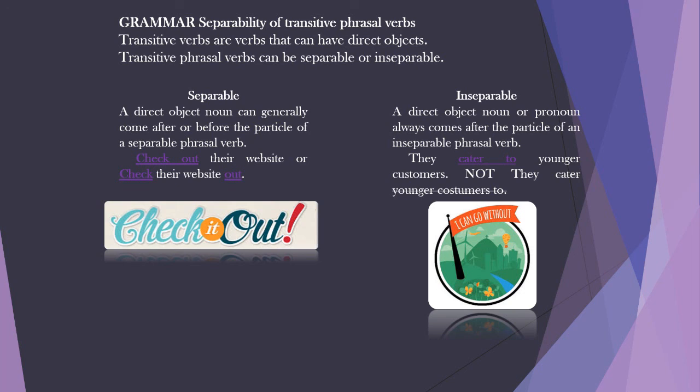Inseparable: a direct object noun or pronoun always comes after the particle of an inseparable phrasal verb. For example, they cater to younger customers. No, they cater younger customers to.